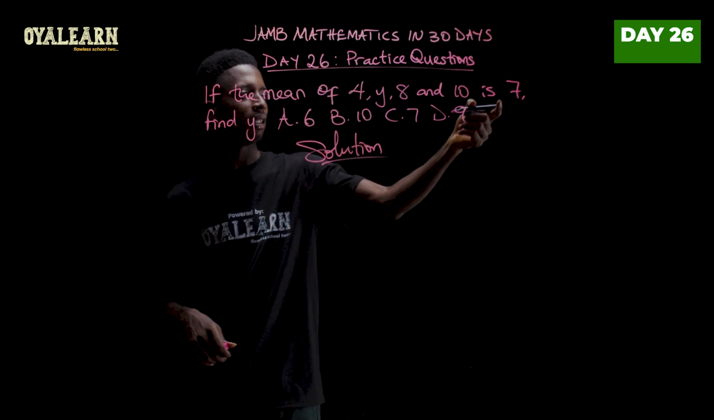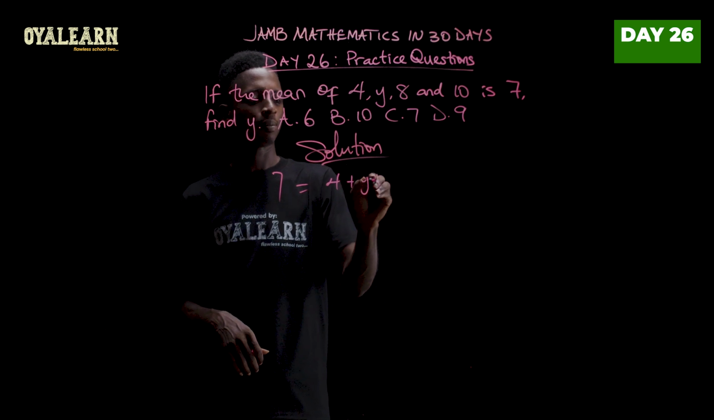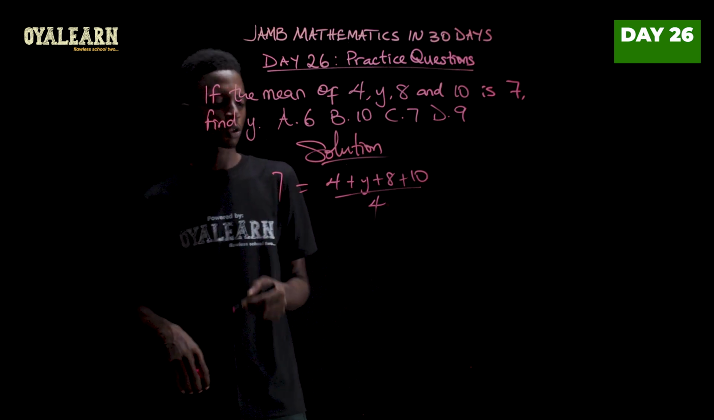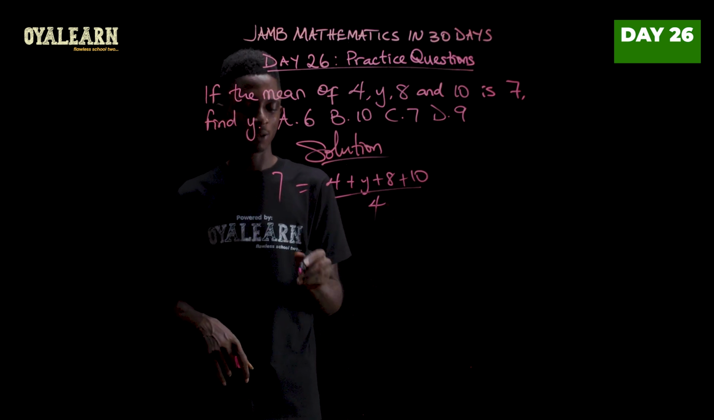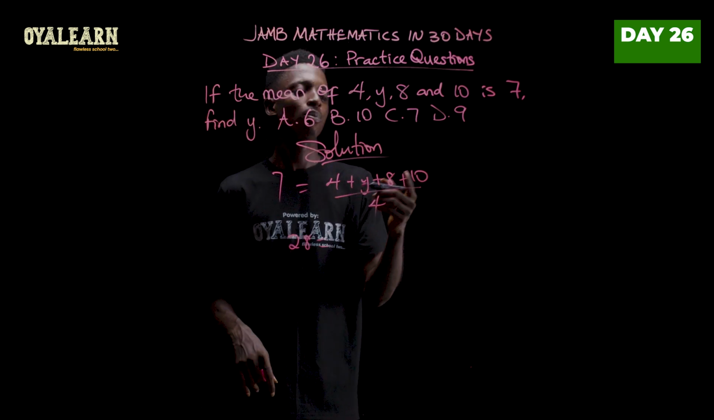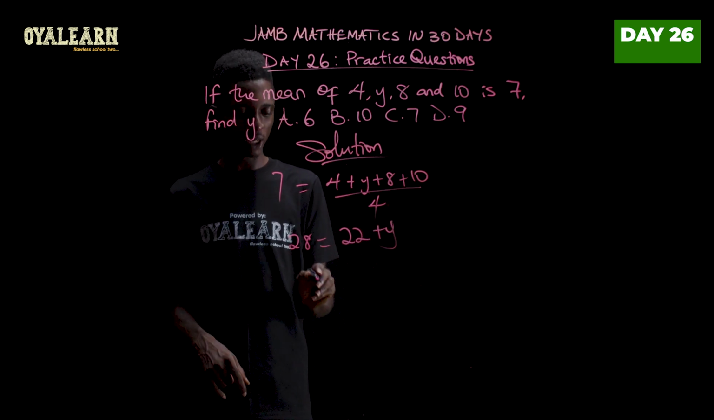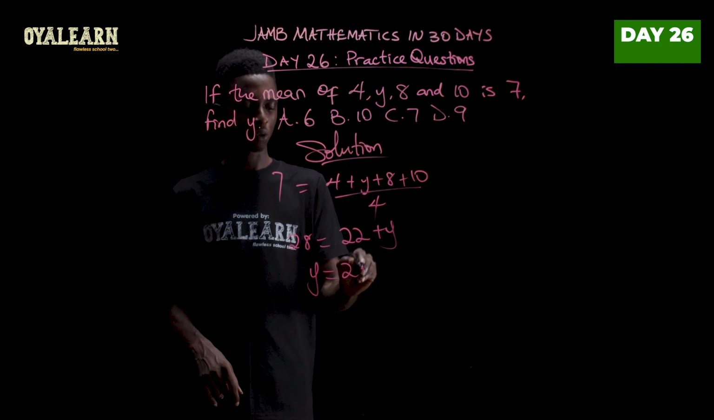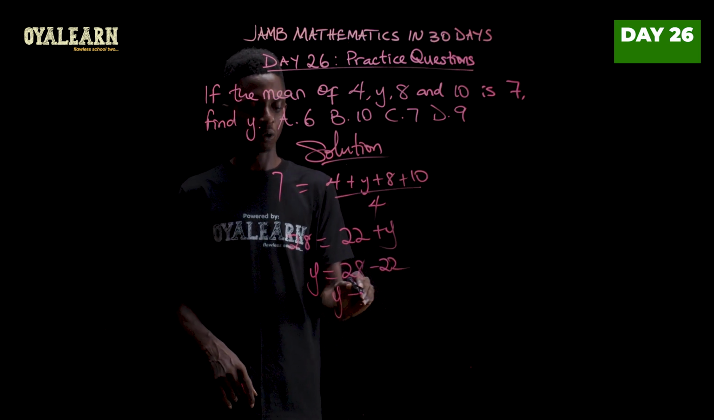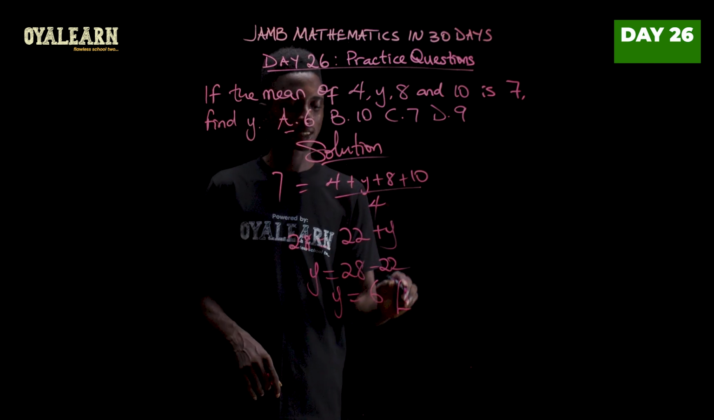So the mean, 7 already given, should be 4 plus y plus 8 plus 10, all divided by 4. Now when we cross multiply at this point, we'll have 7 times 4 to give us 28 equals, now 4 plus 8 is 12, plus 10 we have 22, so 22 plus y. So let's make y the subject. y therefore becomes 28, then when plus 22 comes here, it becomes minus 22. So y equals 28 minus 22, that gives us 6. So the correct option is A.